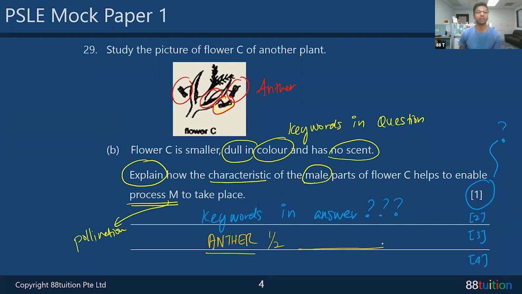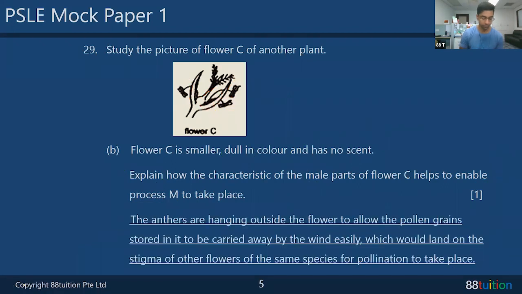Then you tell me what is the position of the anther such that you can help the flower to pollinate. Because it's hanging out, it's very easy for pollen grains, which are stored in the anther, to be carried away by wind. So you see the keyword here, 1. This one I give you half mark. This one, the pollen grains stored carried away by the wind easily.